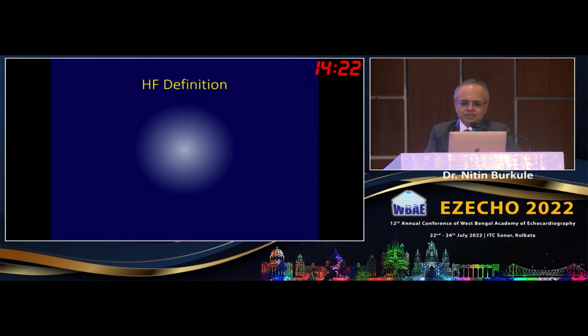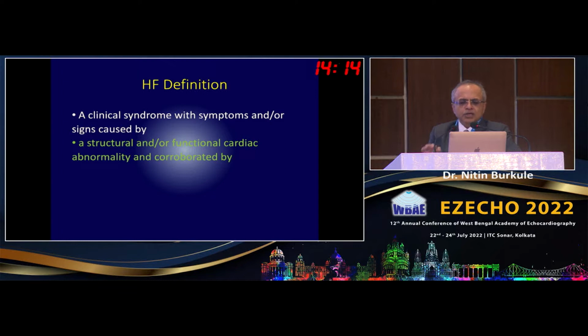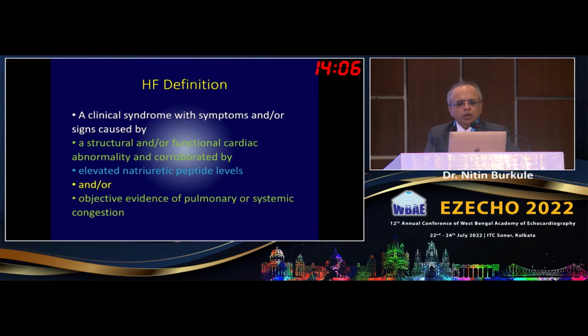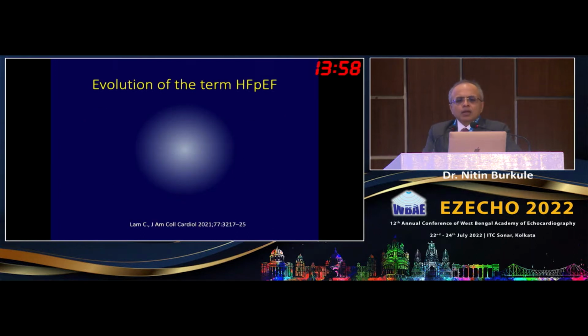So, heart failure definition, as we know, is the clinical syndrome with symptoms and signs, and it has to be caused by some structural or functional cardiac abnormality, and that has to be corroborated with either elevated natriuretic peptides, or some objective evidence of pulmonary or systemic congestion. That's the universal definition that all of us know. Then I remember from somewhere around '92, '93, '95, '96 during our cardiology residency, and thereafter throughout the clinical life, the term has evolved.